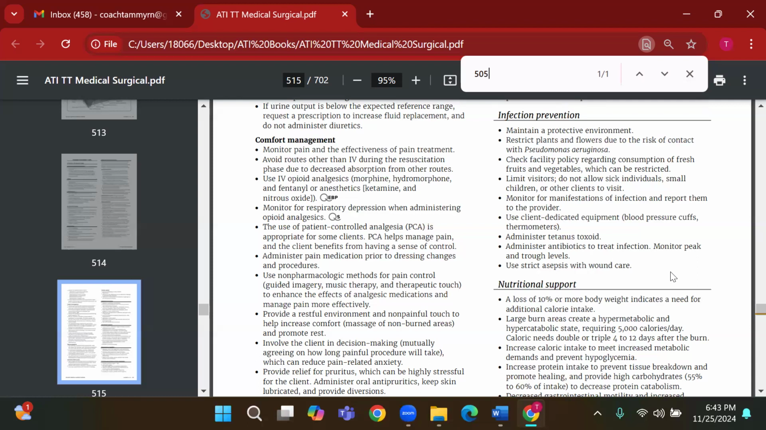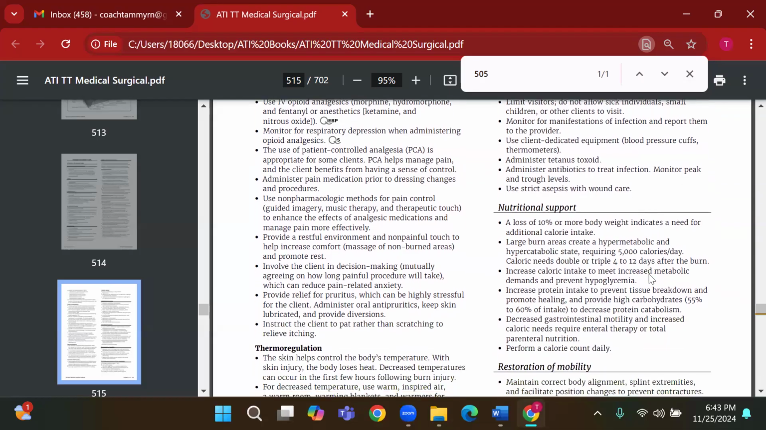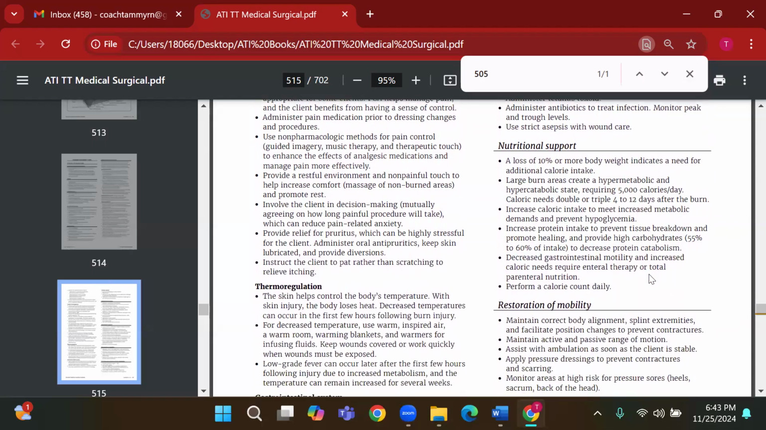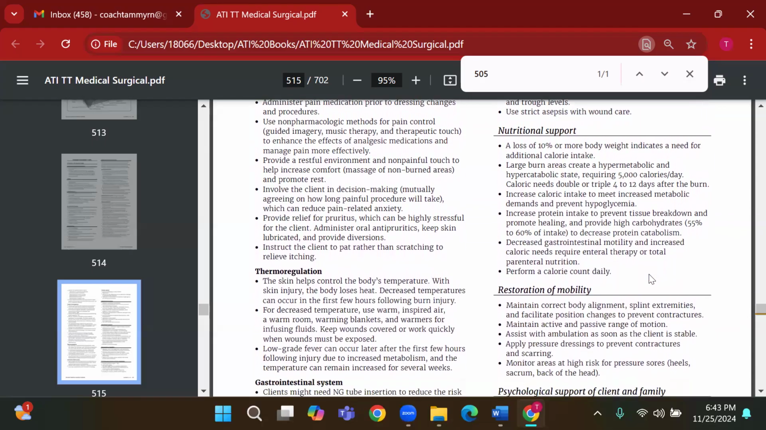It doesn't say that here, but just know, we're going to do strict asepsis with wound care. That means sterile technique, right? Let's look at our nutrition because I'm just going to say this. When your patient is severely burned, their metabolism is speedy, okay?